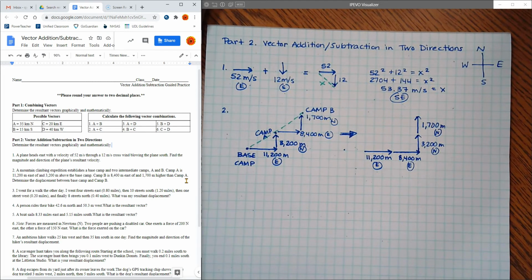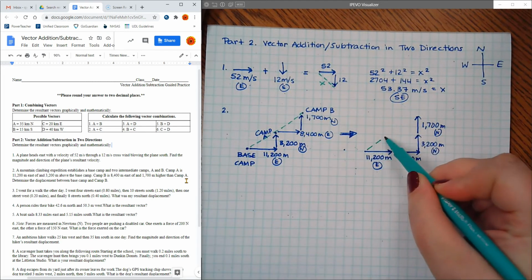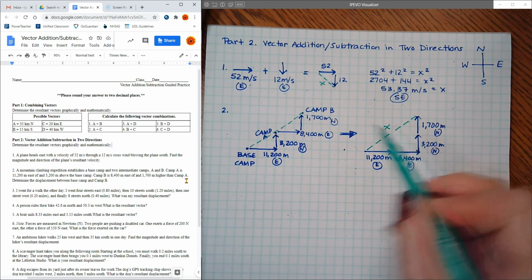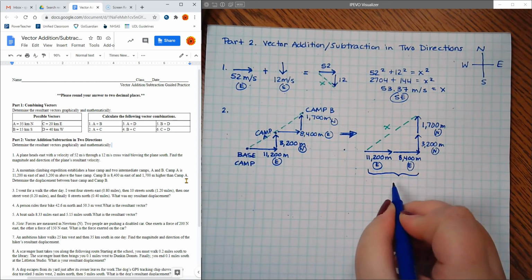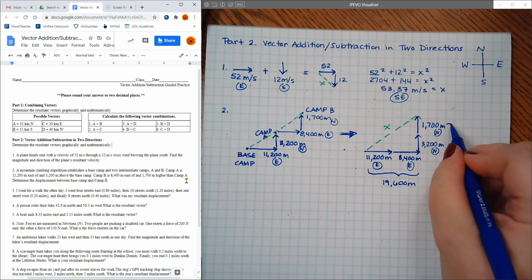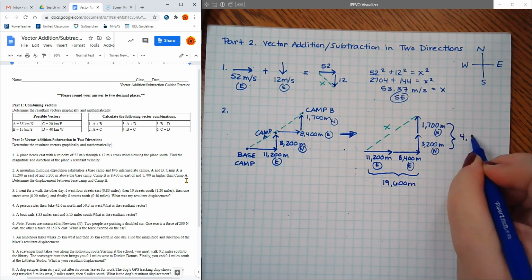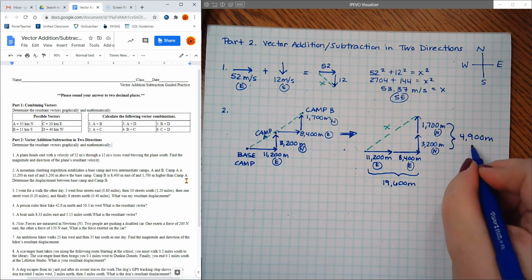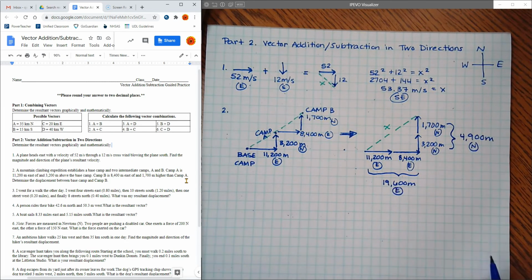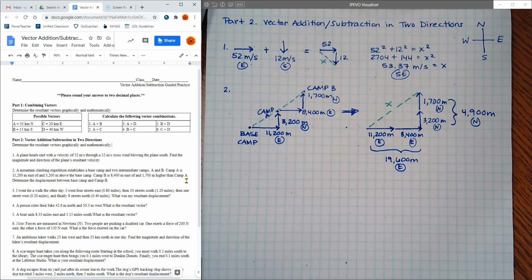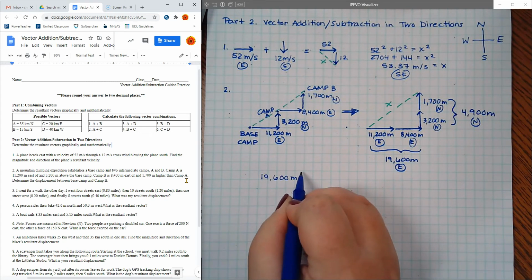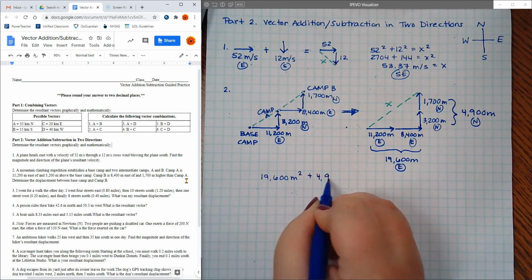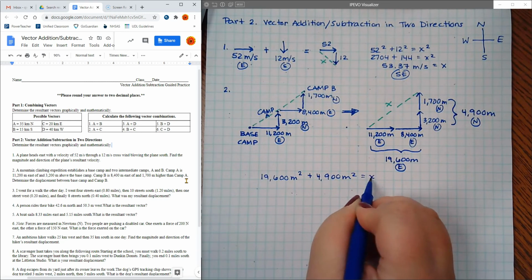Okay, so now that they're lined up nicely, that dotted line I have looks a little better. So again, it's just the Pythagorean theorem. When I combine these two, I get 19,600 meters. When I combine these two, I get 4,900 meters. And I'll put the directions in there. So for x, I'll have 19,600 meters squared plus 4,900 meters squared equals x squared.